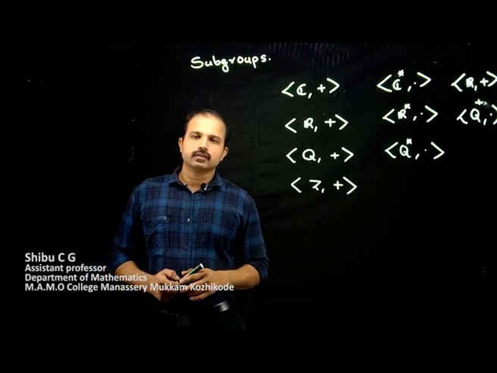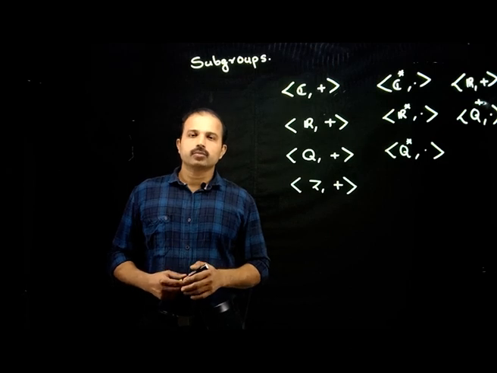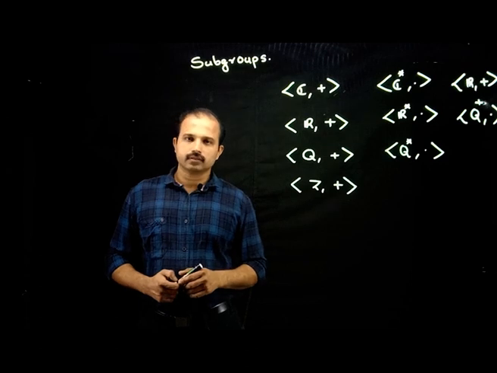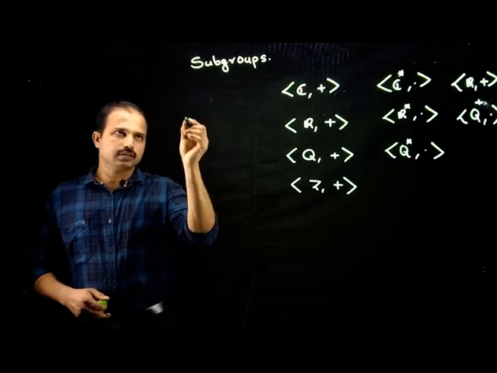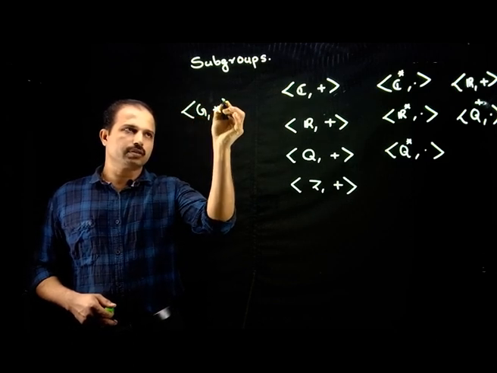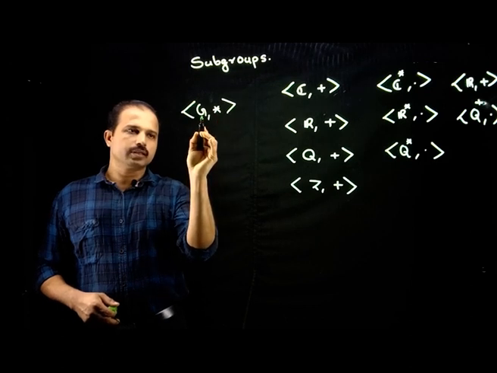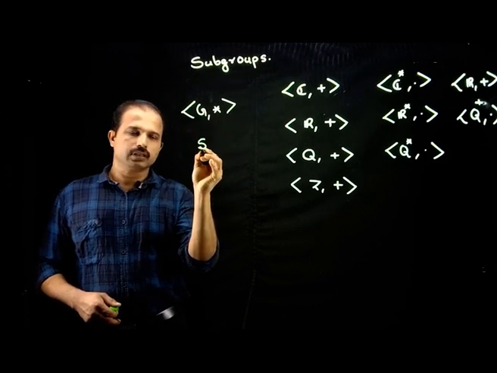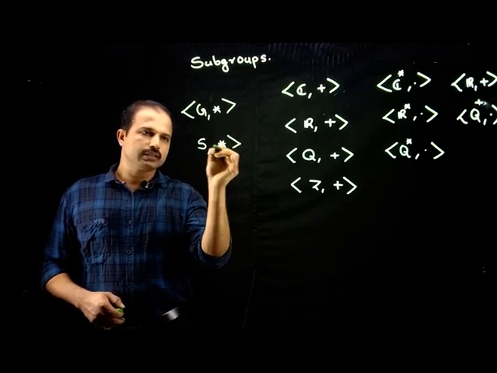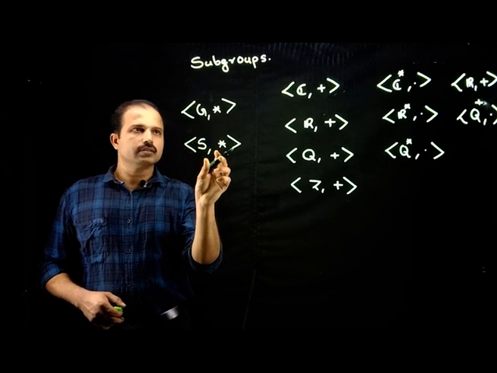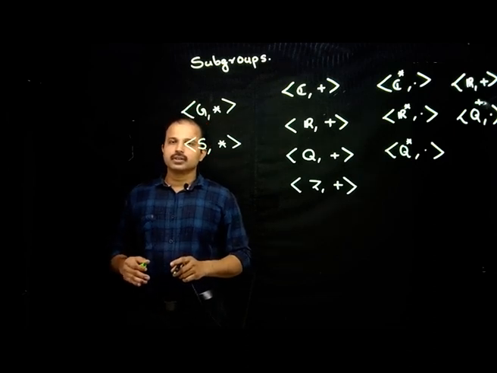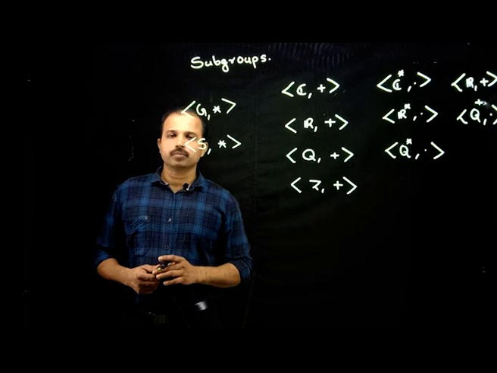Hello, Namaskaram. Today we are discussing the topic subgroups. The definition is: a subset of a group which is itself a group under the same operation. That is, let (G, star) be a group, and you consider a subset S of G. If this subset S is a group under the same operation star, then this will be a subgroup of (G, star). So the definition is a subset of a group which is itself a group under the same operation.